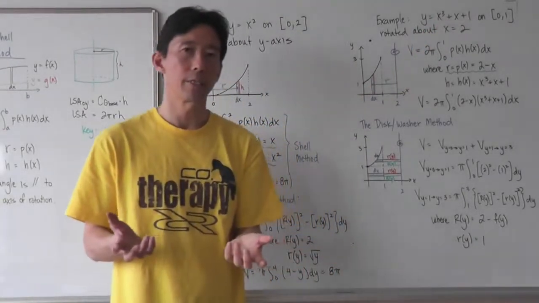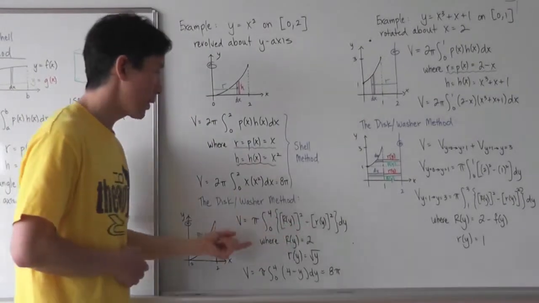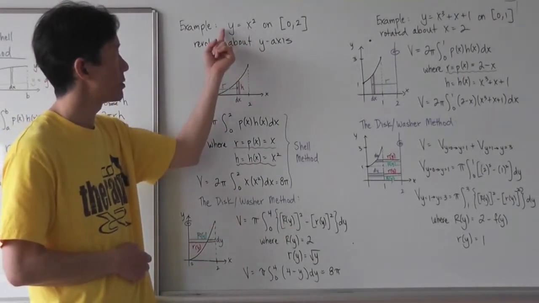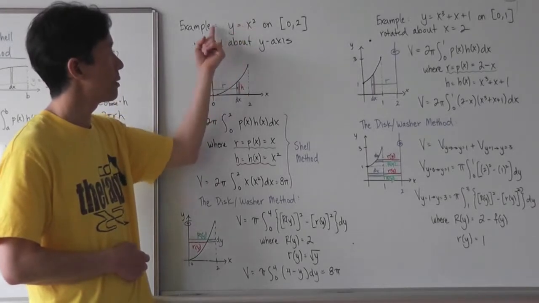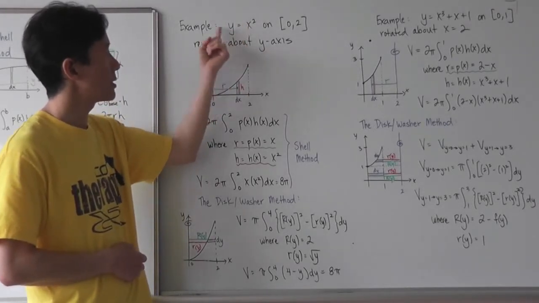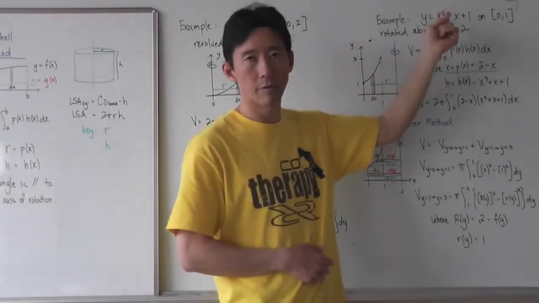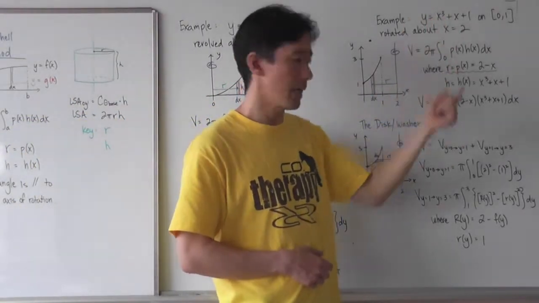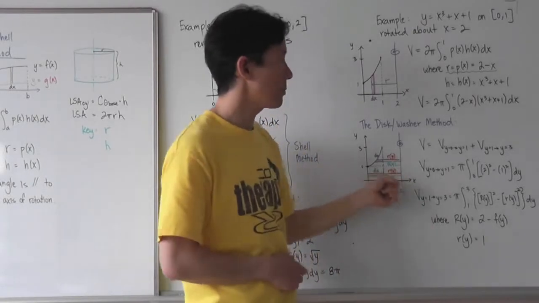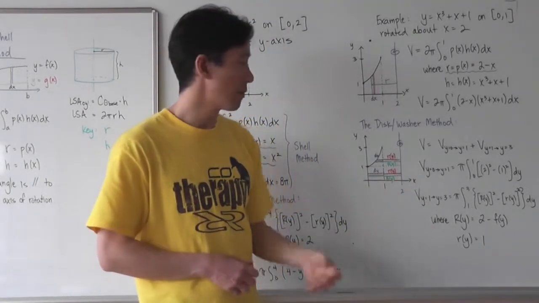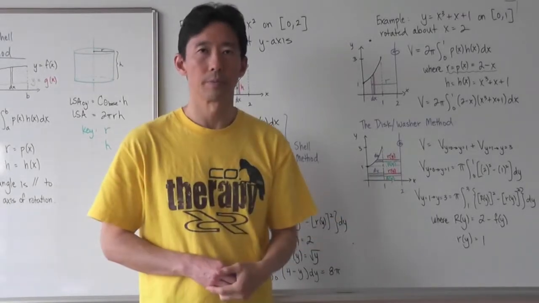I'm hoping that everybody sees the issue here. When we did this example here, and we wanted to solve for x in terms of y, we just took the square root of both sides, so we get x equal to the square root of y. In this particular case, I can't solve for x in terms of y. And because of that, I'm not going to be able to use the disk or washer method in order to solve for the volume of revolution.